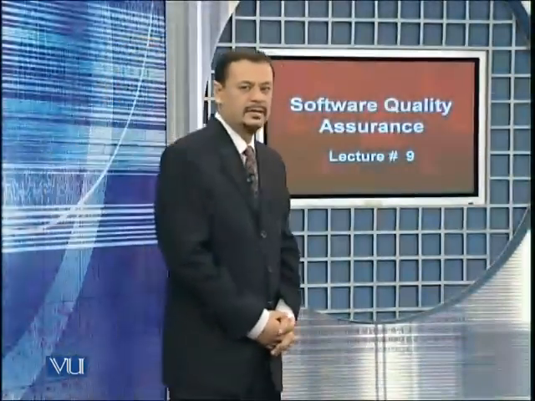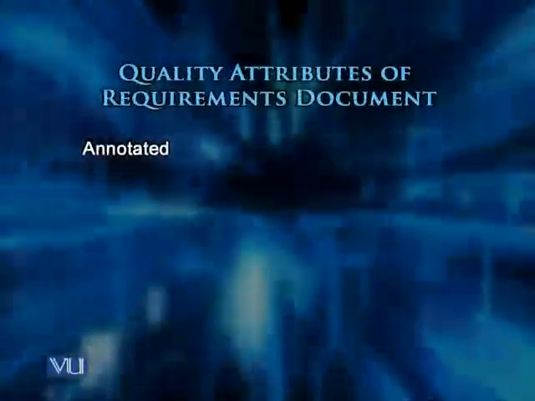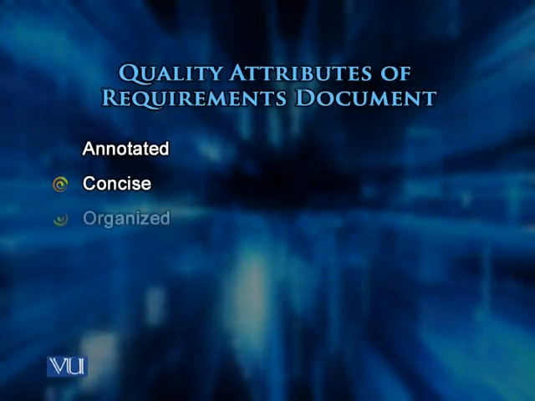Now let's look at the third set of quality attributes for requirements document. A requirements document should be annotated. It should be concise, and it should be organized. Let us now discuss each of these quality attributes and relate that with quality assurance aspects.